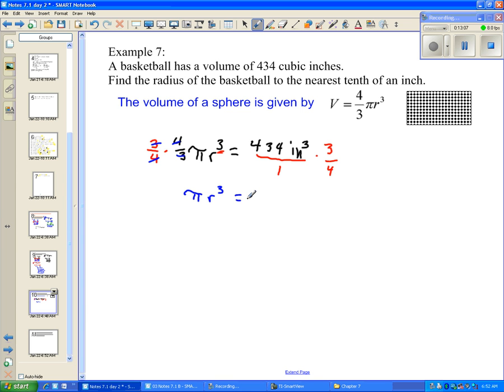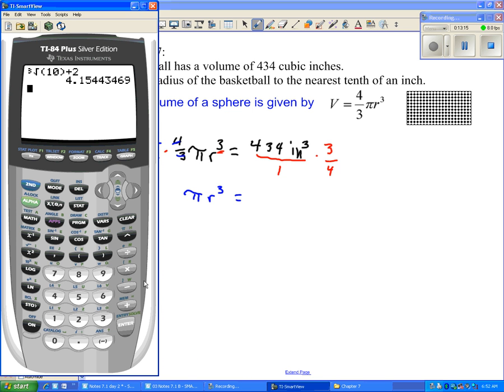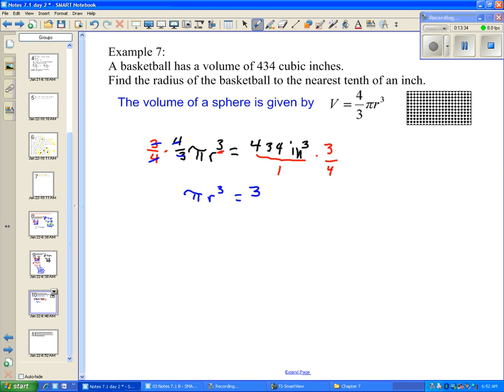On my right side, I'm going to go to my handy dandy little calculator. I'm going to clear off what I've done before. 434 times 3 divided by 4, which is 3/4. I get 325.5. So over here I have 325.5. Now I want to get r cubed by itself, so I'm going to divide both sides by pi.